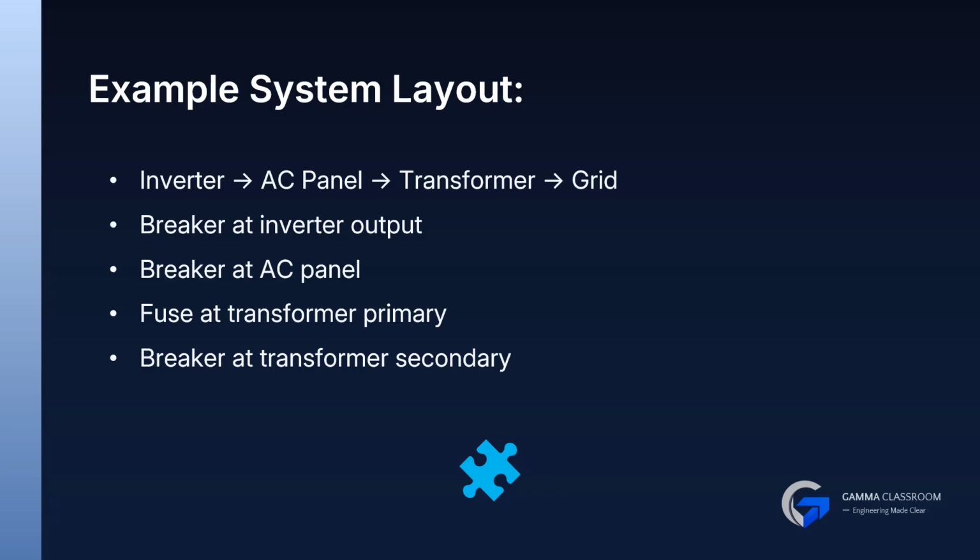This is the typical AC protection chain. Each device must be coordinated with the next. The inverter breaker must trip before the AC panel breaker. The AC panel breaker must trip before the transformer primary fuse. The transformer secondary breaker must coordinate with utility requirements.